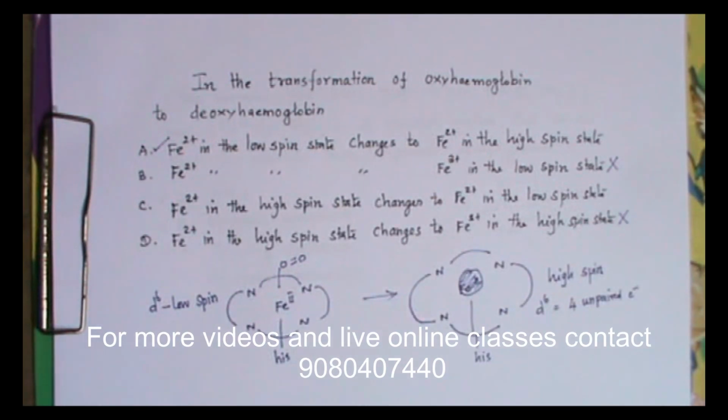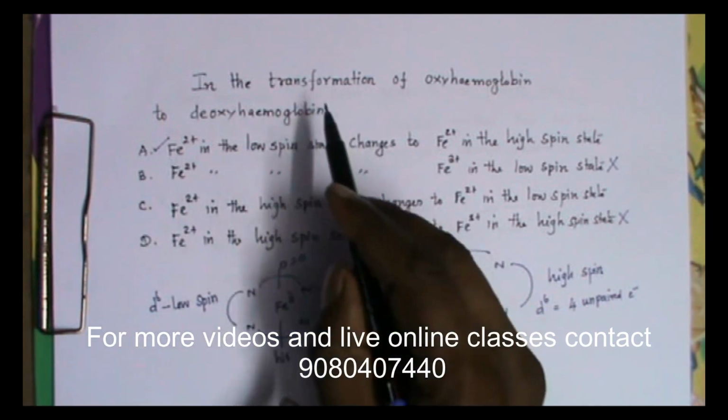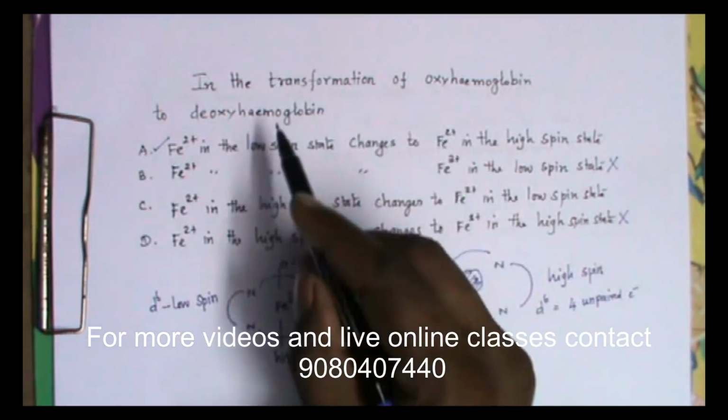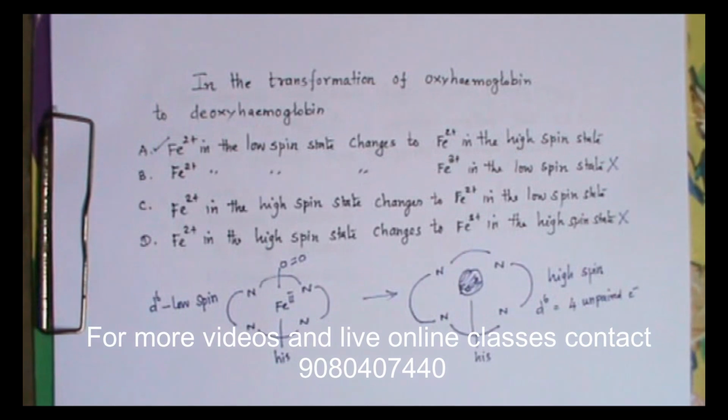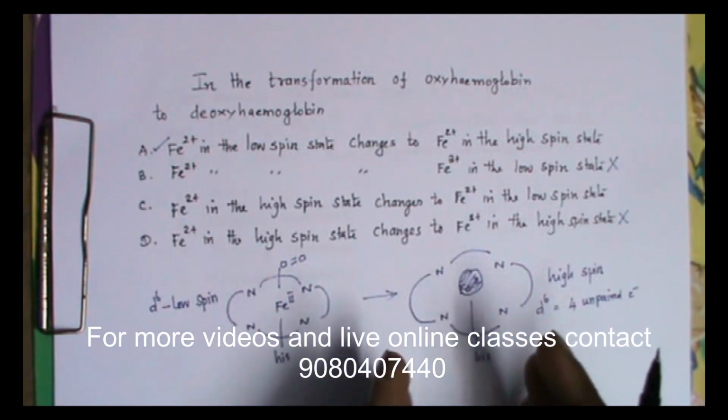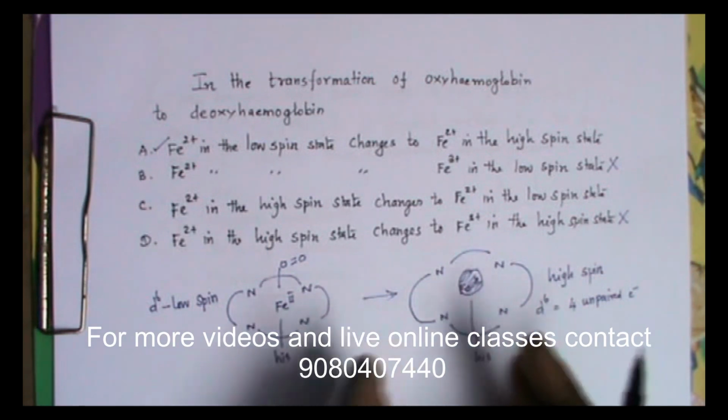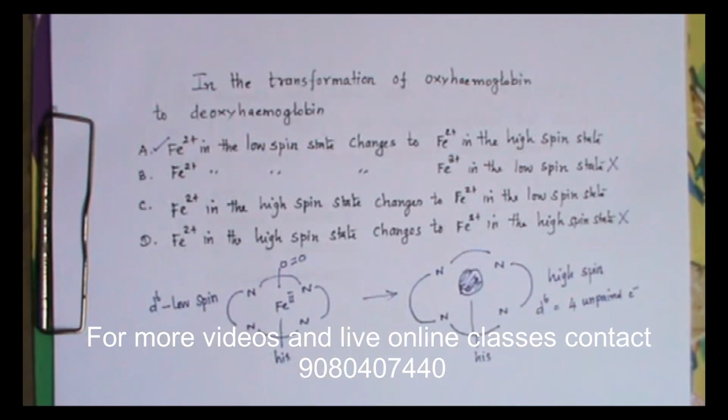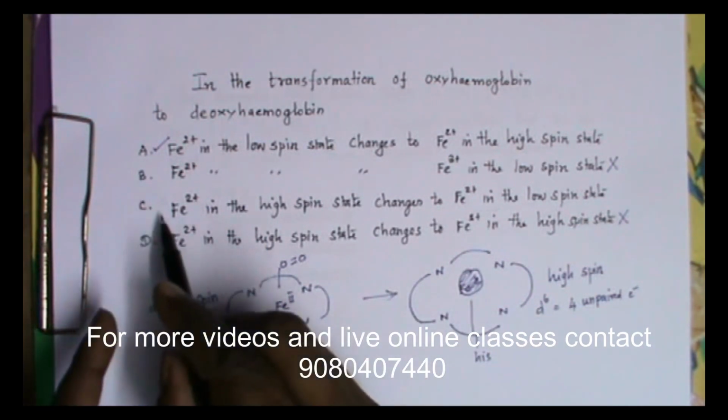Generally, the students do not understand the question clearly. In the question, it is given oxyhemoglobin to deoxyhemoglobin. But students take it in reverse. Generally, they consider this as the reactant and this as the product. If you consider it like that, this will be the correct answer.